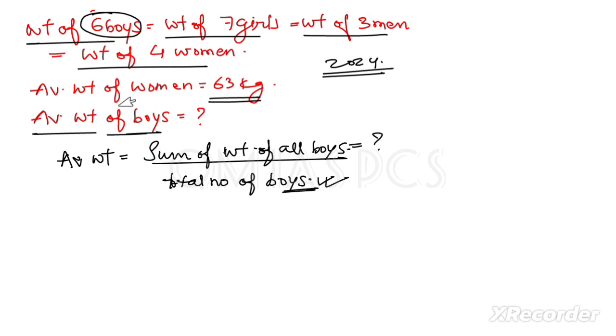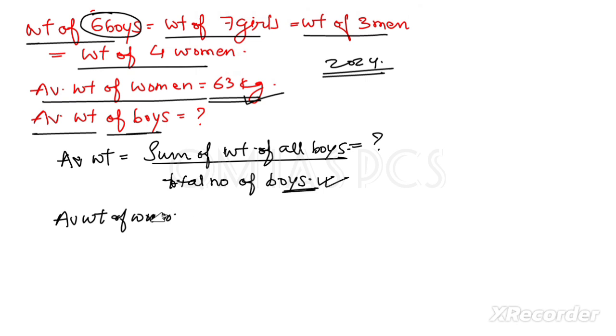So what I am saying is we have to approach from the backward direction, from behind. We have to find the sum of weight of all boys. So how to find this one? One data is given: the average weight of women is 63 kg. So we will use this data. How to use this one? We will write the average weight of women.